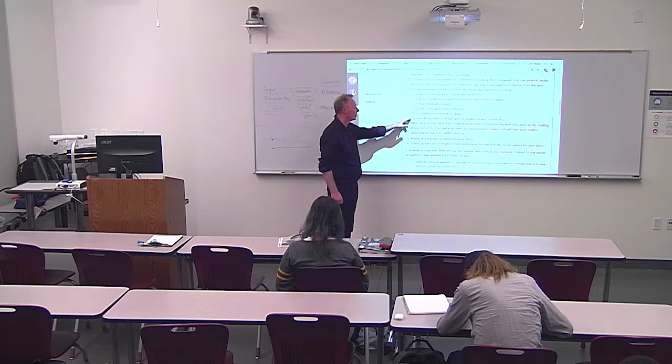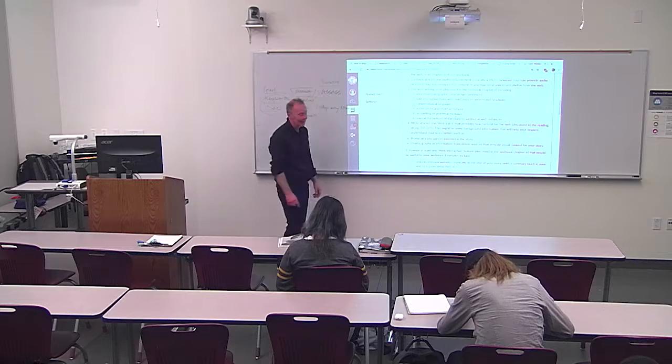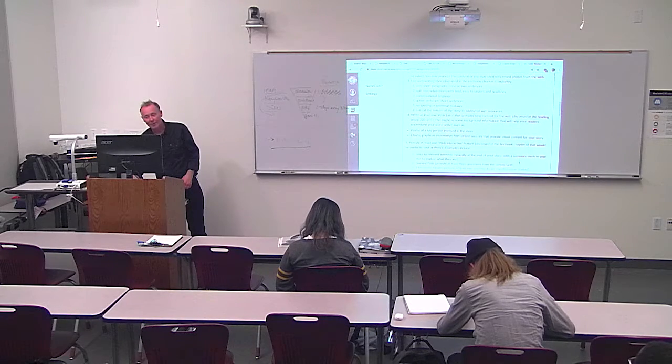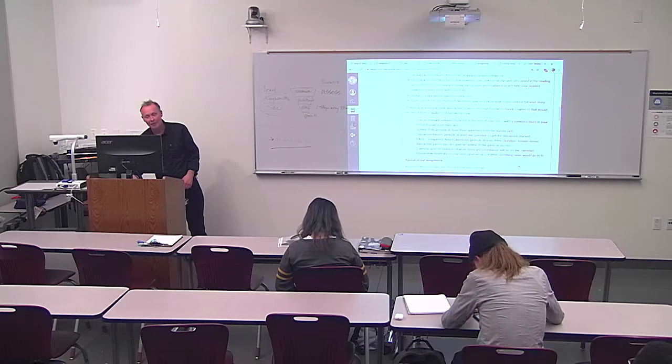So exercise discretion on number six, okay? So that is the big chunk of work that you've got to do. And then there's a couple of smaller things.